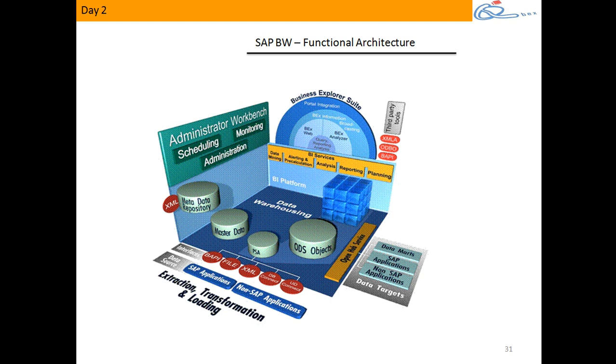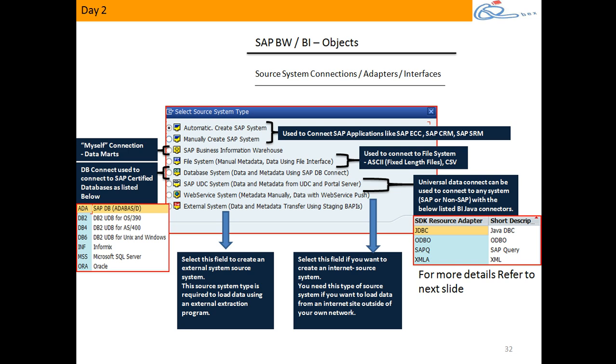So what SAP has done is they've given different types of connections. If you see this, these are the different types of connections. You'll have automatic SAP connection or manual SAP connection. Both are used to connect any SAP application to BW. Say, I have SAP ECC application, you can connect that with this. I have SAP CRM, SAP APO, SAP SCM.